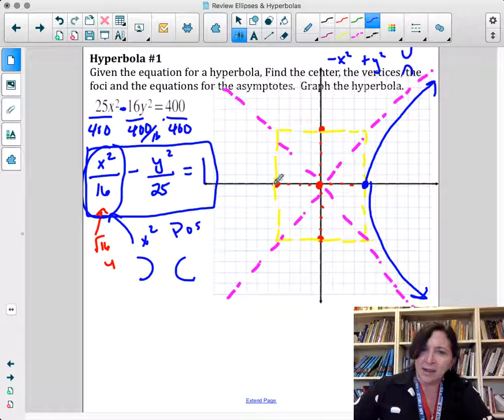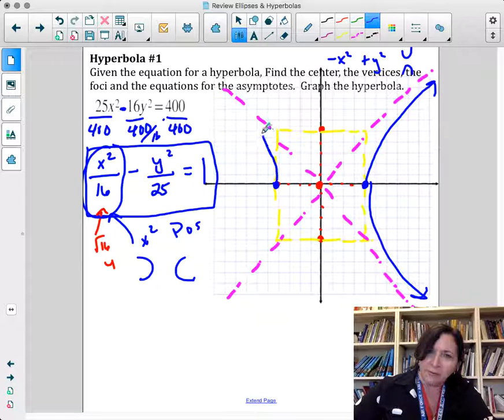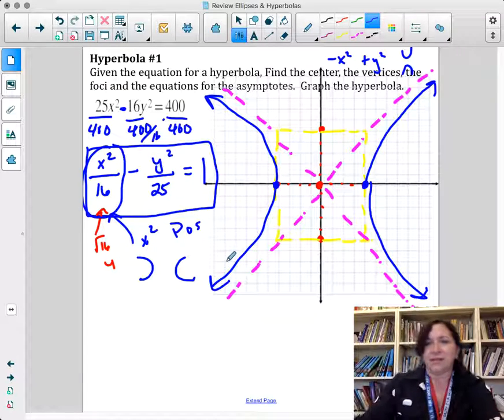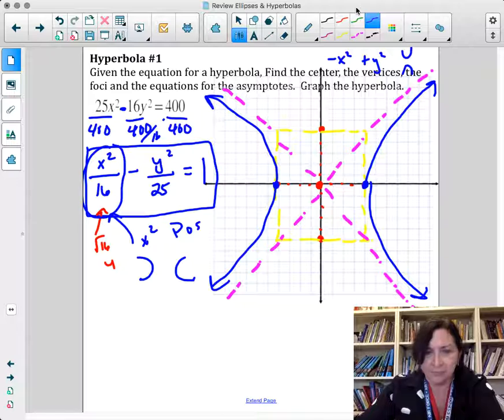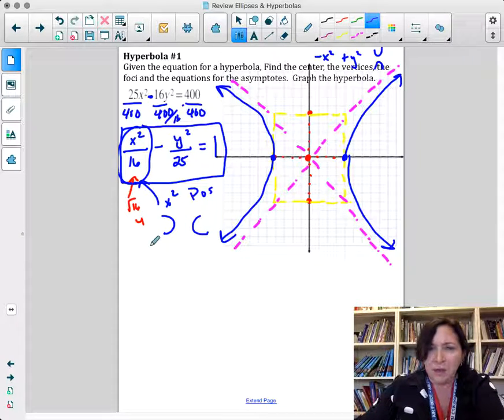And then here's another vertex here. Your graph is going to follow your asymptotes. And that's it. So a couple of other things. We still need to find our focal points. So we are going to find the foci, and let's do that first.